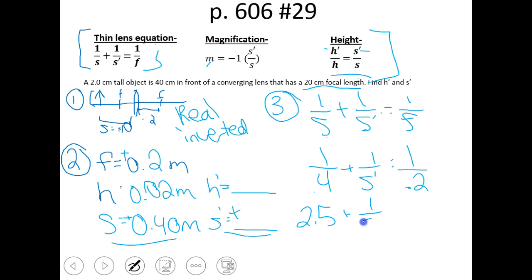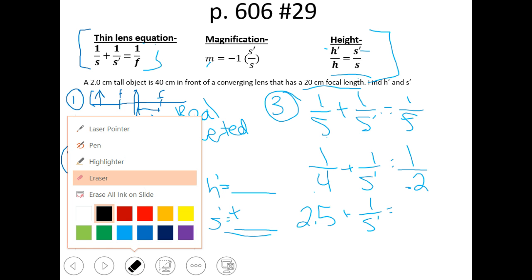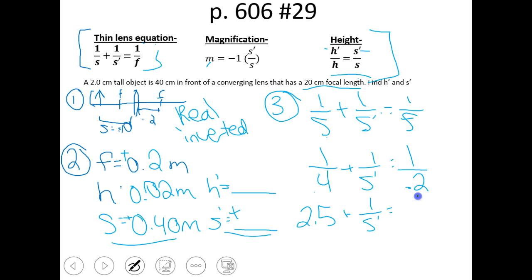plus 1 over s prime. And I do this when possible because honestly I hate fraction addition and subtraction with the whole common denominator thing, so I avoid that if I can. Oh, and I told you I was going to simplify this one. So then 1 divided by 0.2 is 5. I'm going to put 5 there.